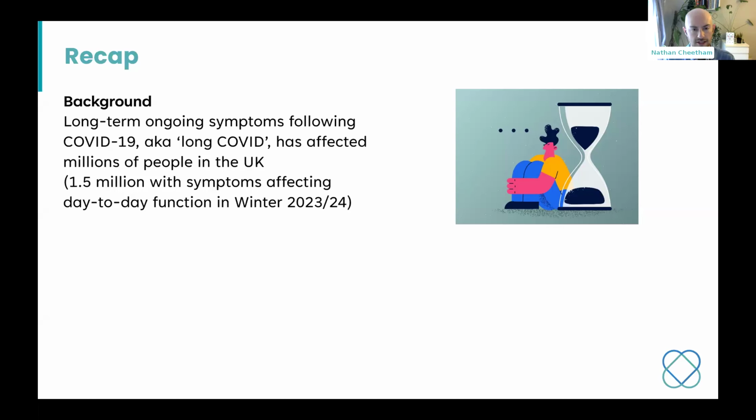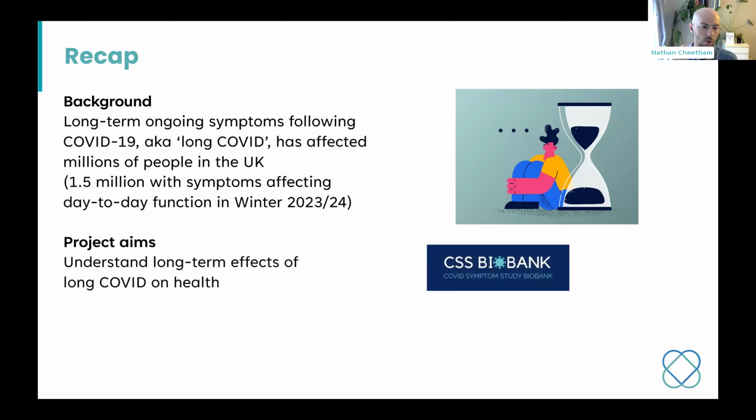And the latest national estimates are about 1.5 years old now, but back then the estimate was there were still over 1.5 million people living with symptoms after having COVID that were affecting their daily life. And as well as this data, there are still stories, or more anecdotal data, about how people are still living with long COVID. And we want to understand what these long-term health effects of long COVID are. How is it affecting people's health now, 5.5 years since the start of the COVID-19 pandemic?